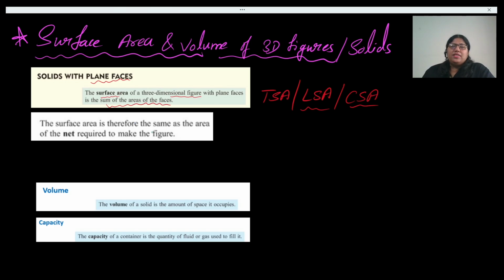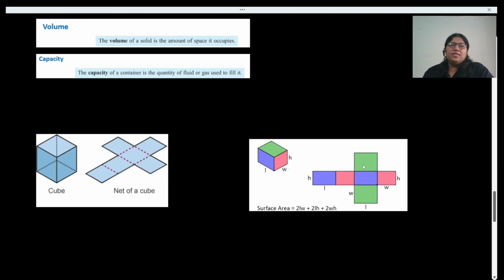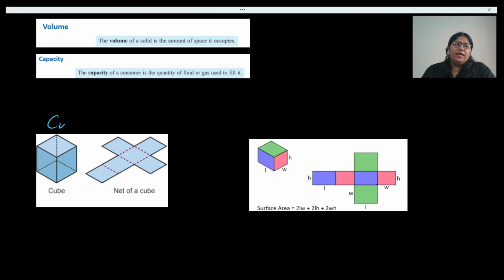To calculate the surface area, we should know the net required to make the figure. If you observe here, all these are nets. The first figure is a cube. If you open the cube, there are 6 faces: 1, 2, 3, 4, which are squares, and the top and bottom. Because it is a cube, length is L, width is L, and height is also L.